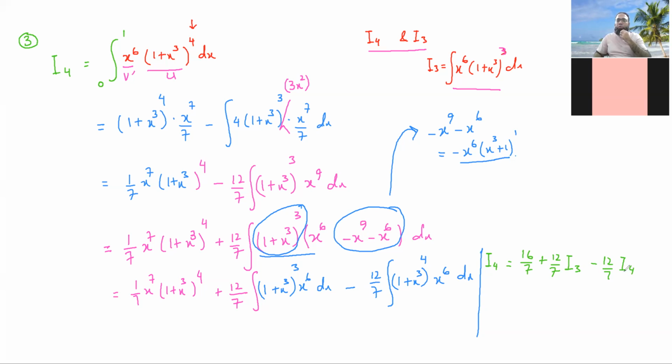Okay, so I move this to the other side. This becomes 19 over 7 I4. These two are added together, so that is 16 over 7 plus 12 over 7 I3. So when I divide both sides by 19 over 7, this I4 is going to be 16 over 19 plus 12 over 19 I3. So this ends over here.